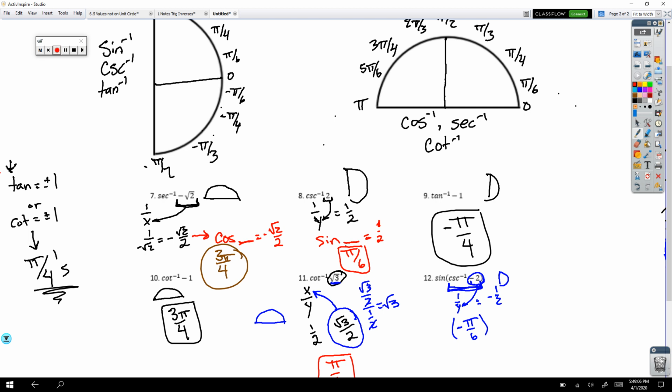Now we're going to bring down what's on the outside. So sine of negative pi over 6, that leaves me with negative 1/2. And that's it.